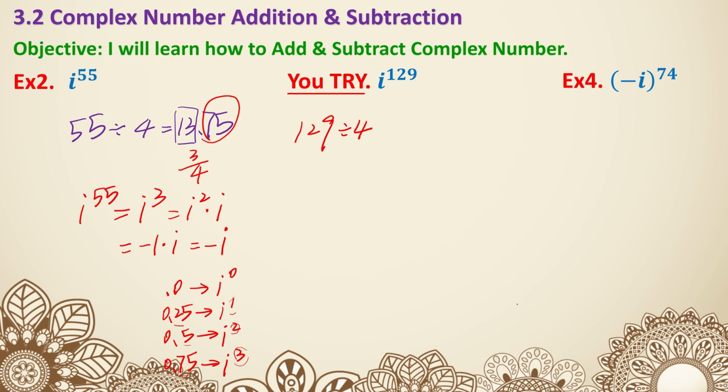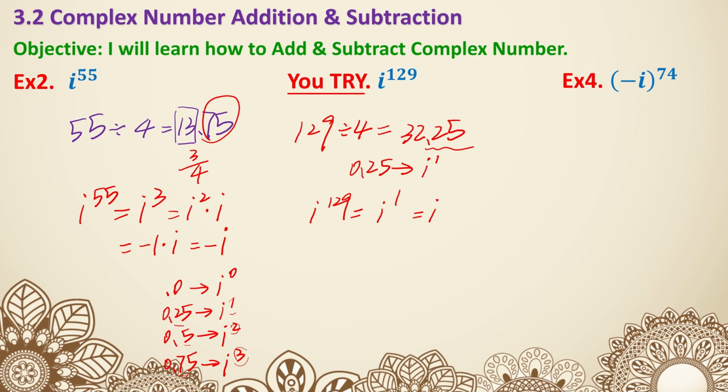Now let's continue. First, you have to do 129 divided by 4, to get rid of all the groups of 4 of the repetitions. That is going to be 32.25. So you see it's a 0.25, which means it's going to be i to the 1st power. So i to the 129th power is the same as i to the 1st power, which is just i. There you go. Now you know the pattern.